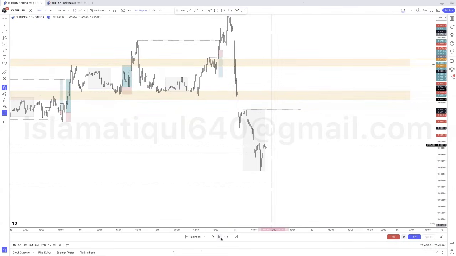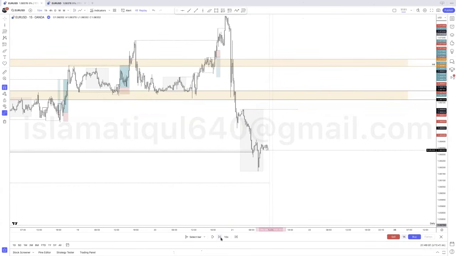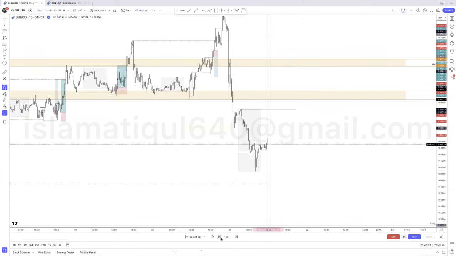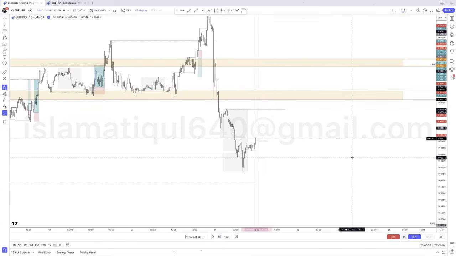Okay, so let's see. Yeah, no, buys could happen easily because see, this high is also broken. Can you see that high is also broken? So buys could happen, but it's risky. So I'm not going to place any entries.